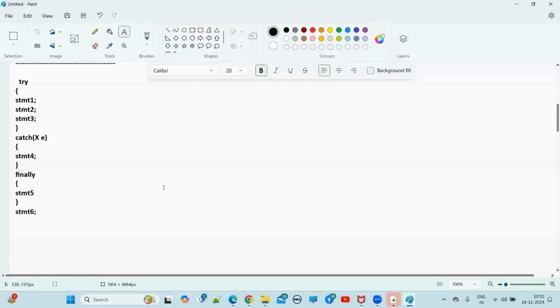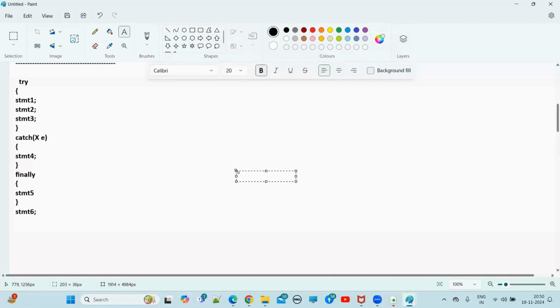then what, guys? Statement 1, statement 5. Finally block. 1, 5 and abnormal termination. If an exception is raised at statement 2 and corresponding catch block is matched, then what will happen? Statement 1, statement 4, statement 5, and statement 6. Normal termination, right? So this time normal termination.